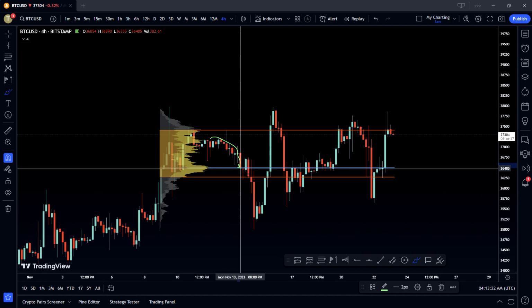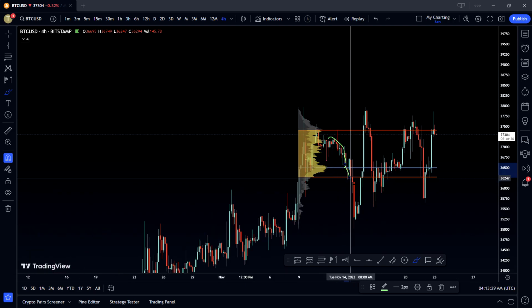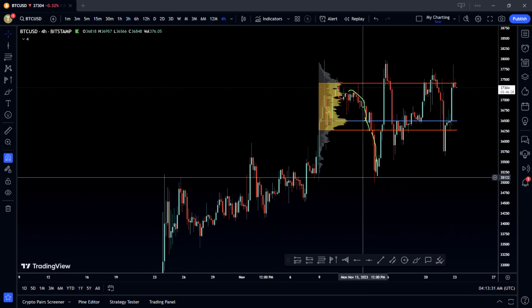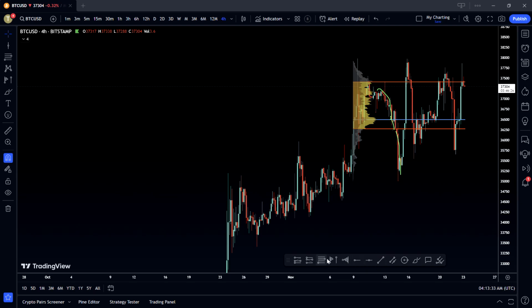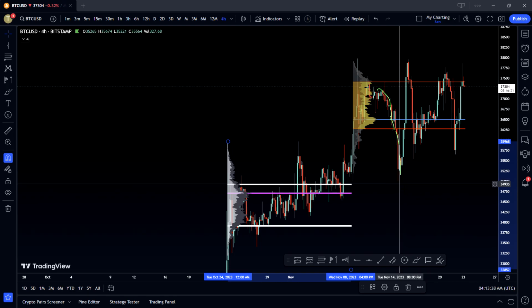And let me make this a better color. Point of control hit, broke through. Now testing the value area here. Okay, value area actually fell through and we lost it. But cool thing is, guess what?